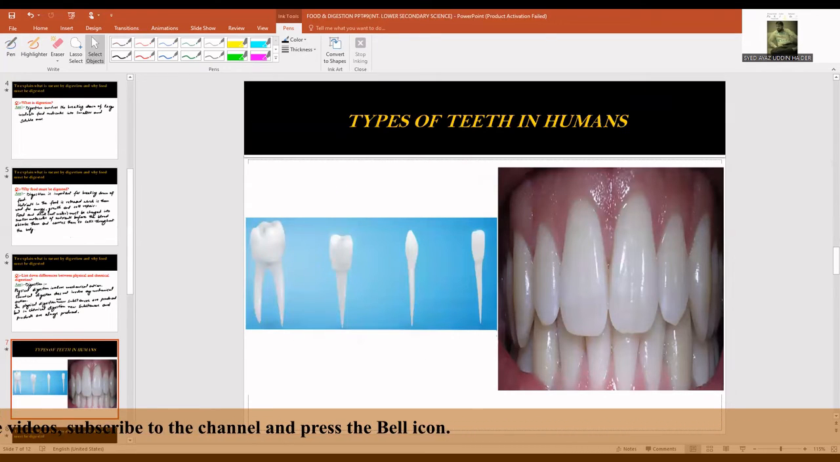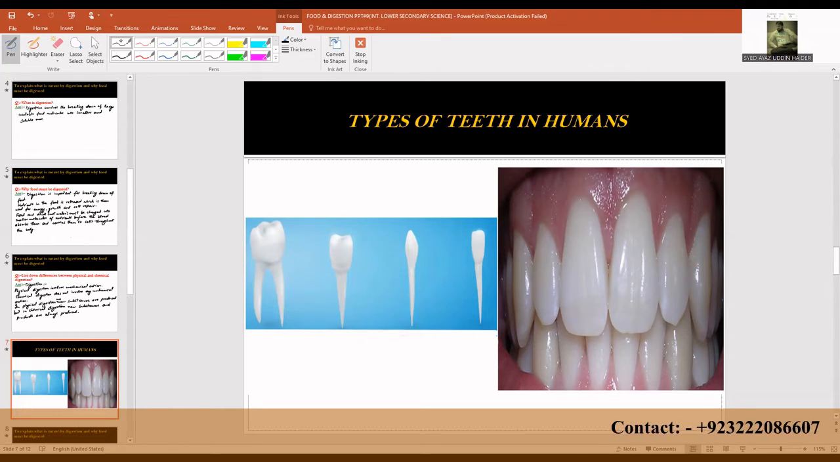This slide shows the type of human teeth involved in physical digestion. Starting from left hand side, the first teeth is molar. This one is molar, and this one is premolar and canine. The last one is incisor.